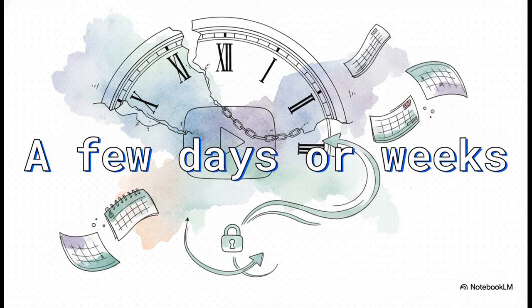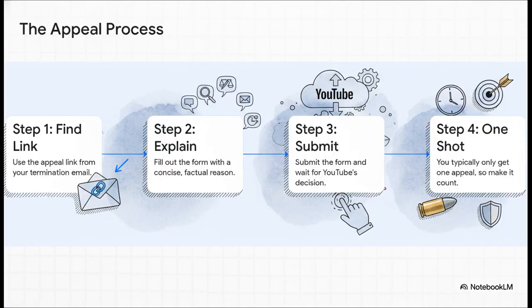And I am not kidding when I say you have to be fast. For a deleted account, the clock is ticking. You generally only have a super short window. We're talking maybe a few days or a couple of weeks at most to use the standard Google recovery process and get it back. After that, it's gone forever. Now, for a terminated account, your only real option is the appeal. You'll find a link in that termination email YouTube sent you. My advice, when you fill out the form, be polite, stick to the facts, and explain clearly why you think the termination was a mistake. And just be aware that you usually only get one shot at this, so you've got to make it count.